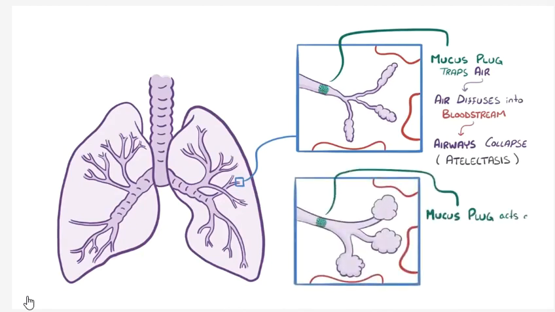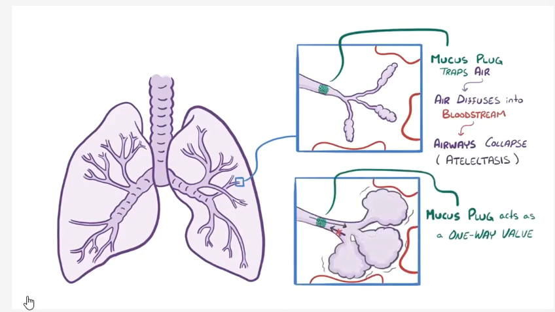Sometimes the mucus plugs end up acting like one-way valves, allowing air to enter but not to escape the bronchioles. In other words, air keeps going in with each inhalation until the lungs are really inflated, but the air can't escape during exhalation. This is called air trapping.